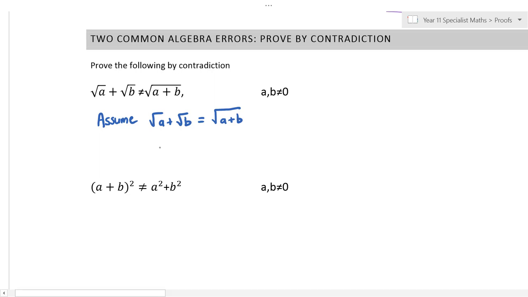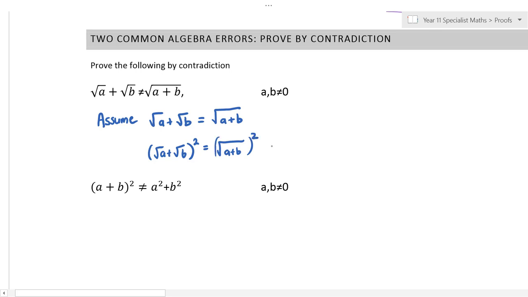So why don't I square both sides? Okay, why don't I actually square both sides? If I square both sides, that's going to be root A plus root B squared is equal to root A plus B squared, like so.